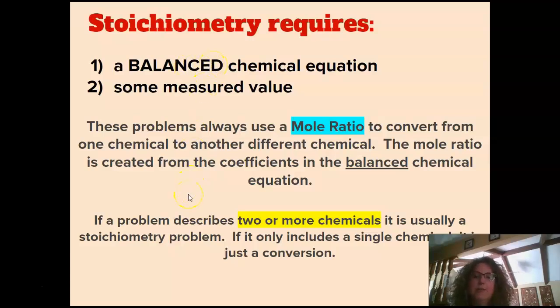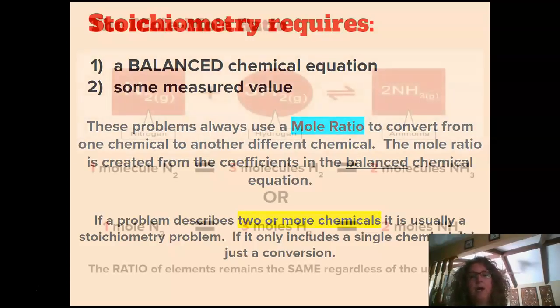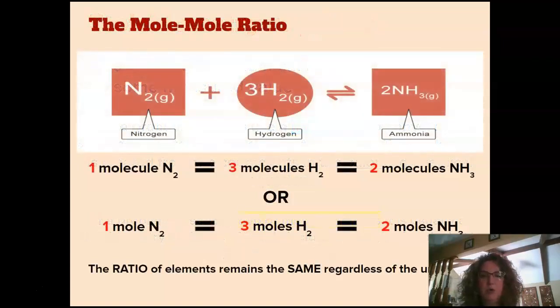When you're looking at these math problems, if you have two or more chemicals, it's going to be a stoichiometry problem. That means we're going to convert from this chemical to another chemical. That's stoichiometry, as opposed to what we did last week, going from grams of this material to liters of the same material. That is not stoichiometry. Those are conversion factors, but not stoichiometry.